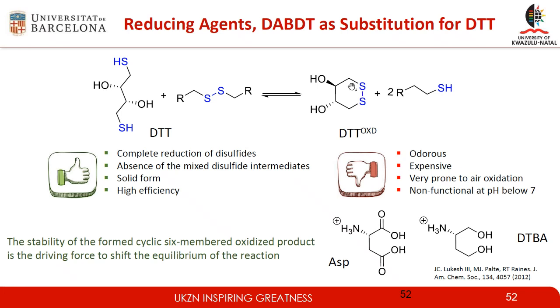Raines, at MIT, proposed to use a dithiol coming from aspartic acid. This is the DTBA proposed by Raines, but Beatriz in the lab had a good thought: that maybe you can use this as a template and prepare a reducing agent not only soluble in water, but also soluble in organic solvents such as DMF.